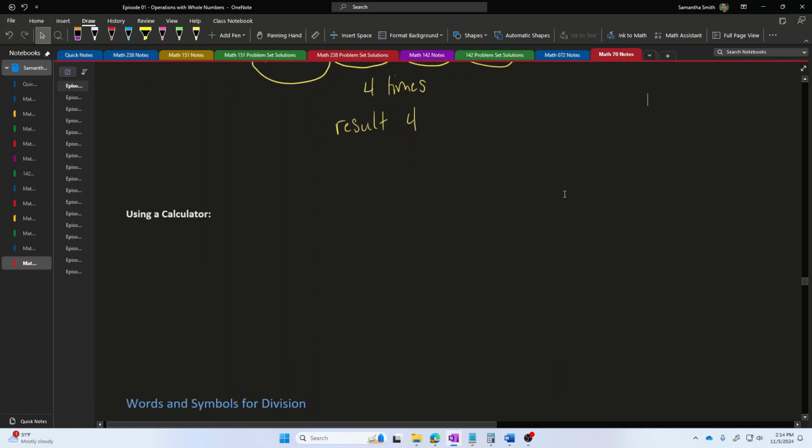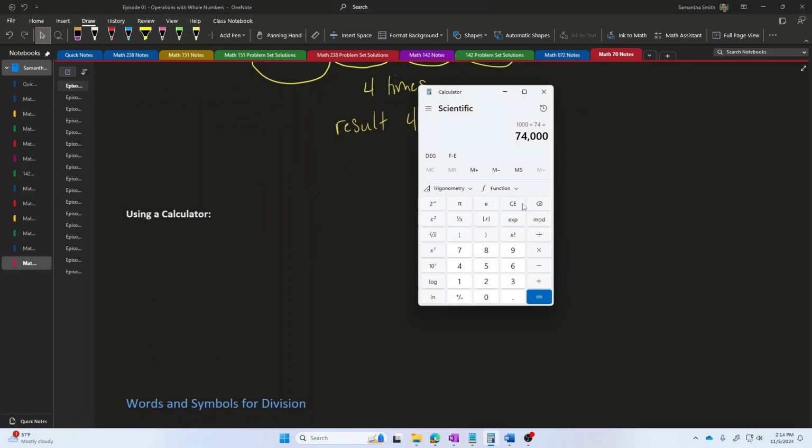It's also possible to divide using a calculator. And if I wanted to divide 12 by 3 on a calculator, I would type in the number 12, and then I would hit this symbol right here, the bar with 2 dots, divided by 3, equal sign. And so from the calculator, I get a result of 4 as well.